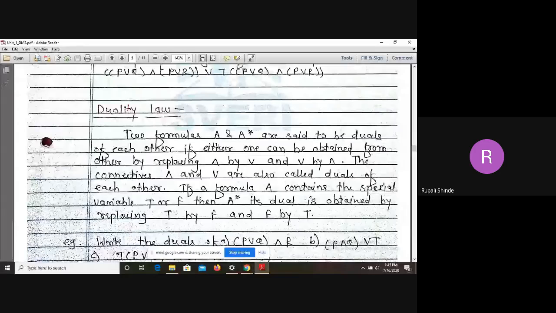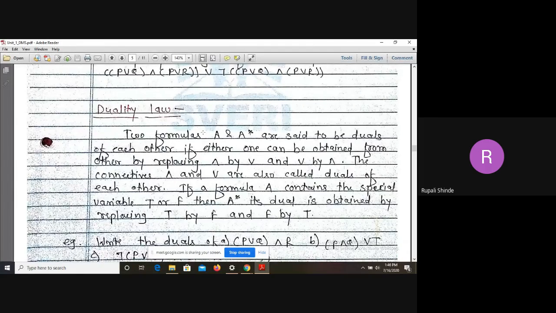Again, if your formula A contains some special variables like T or F, then in order to obtain A star, that is its dual, we have to replace T by F and F by T. Then only we can say that A and A star are duals of each other. Very, very simple concept. We just have to replace 'and' by 'or' and 'or' by 'and', or if it contains some special variable like T or F, then if T is there, we replace it by F. If F is there, we replace it by T.